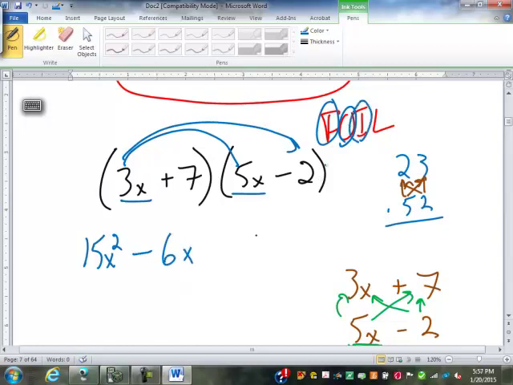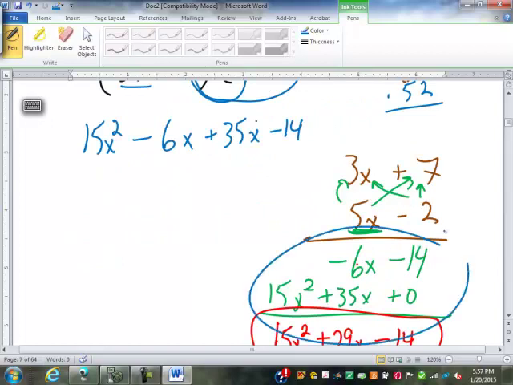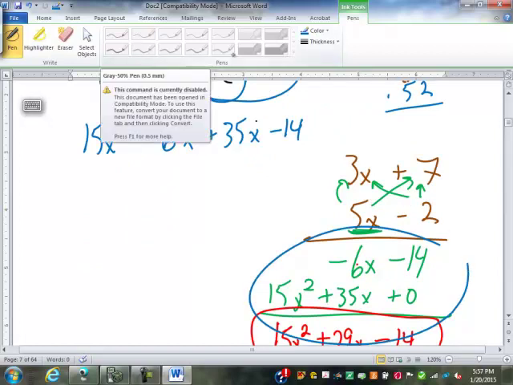I stands for inside. You multiply the inside two digits. 7 times 5x, 35x. And L stands for last. 7 times negative 2 is negative 14. Notice, by the way, that's the exact same thing we got here. This just isn't organized even quite as neatly.